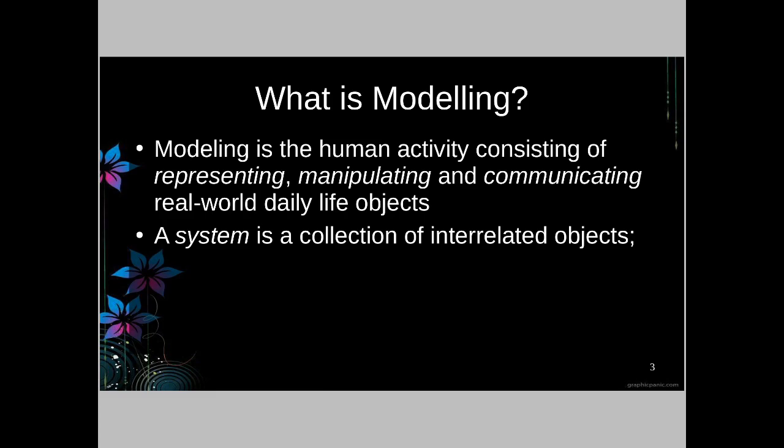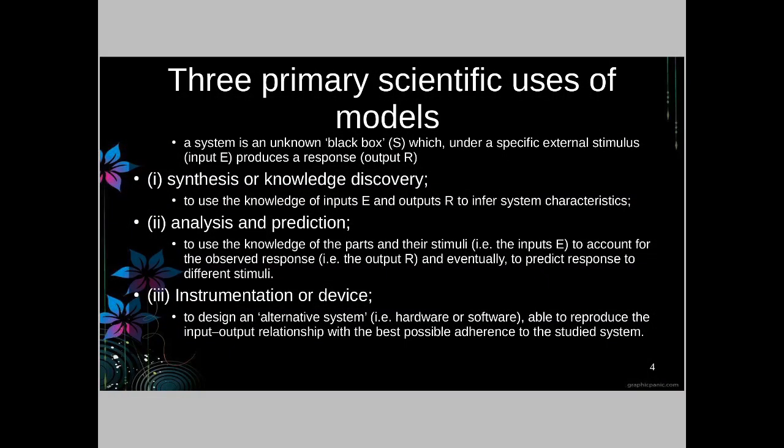So first, what is modeling? Modeling is a human activity consisting of representing, manipulating, and communicating real-world, daily life objects. We basically need to define or model a system, which is a collection of interrelated components or interrelated objects. There are three primary scientific uses of models.